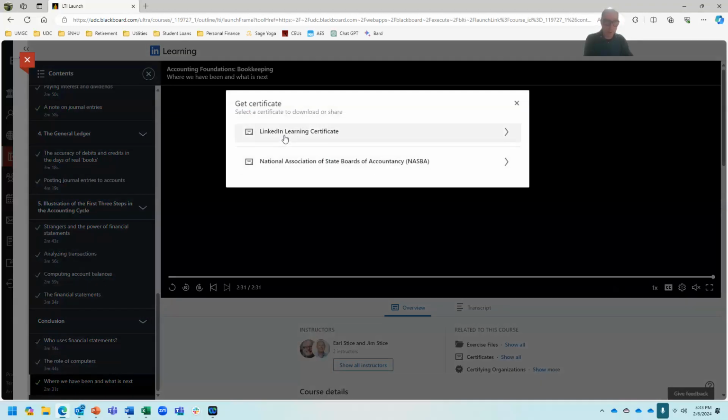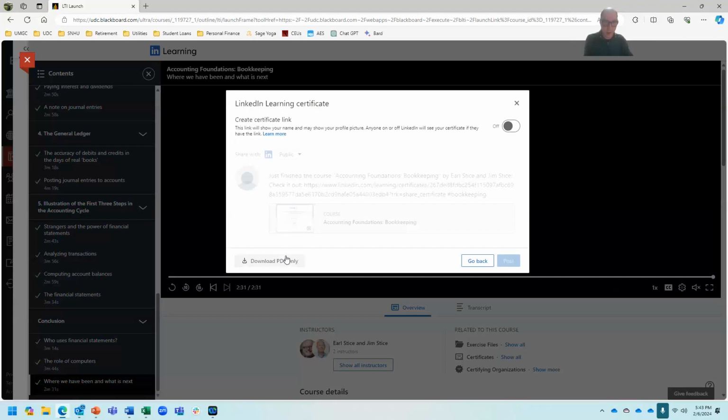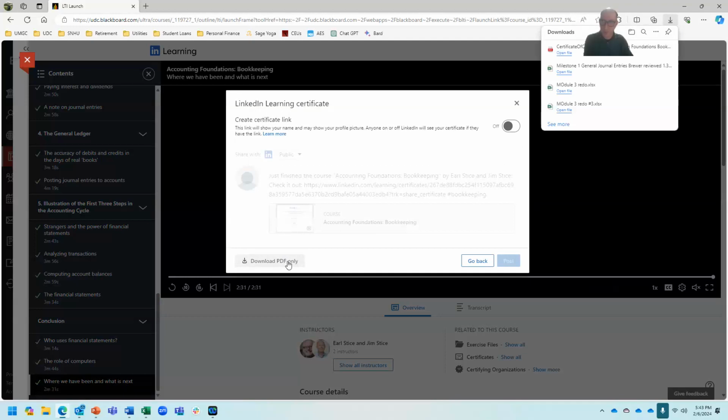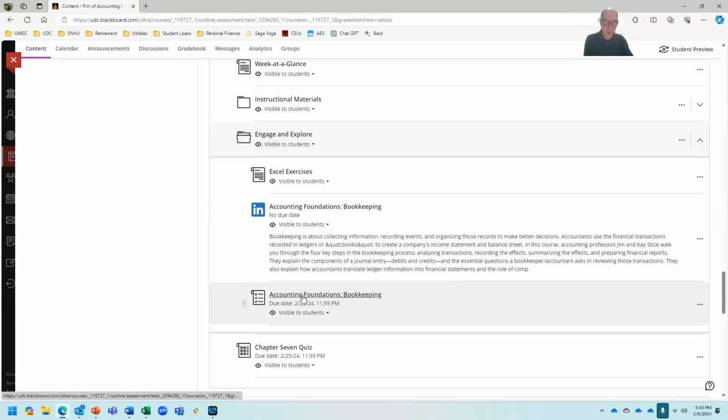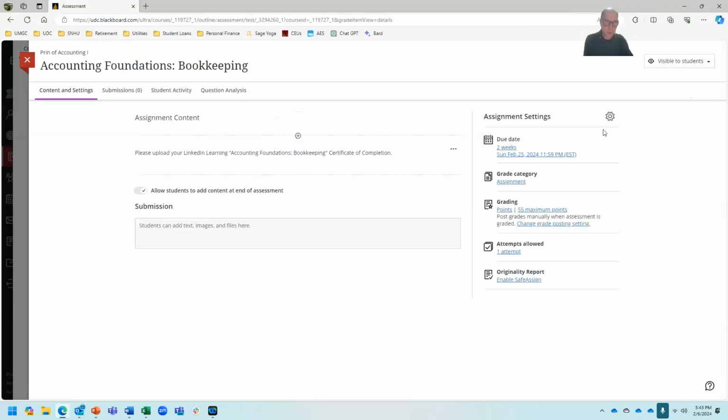And you want to click on the one that says LinkedIn Learning Certificate, and then download PDF only. You could add it to your account too if you want to. It'll download the PDF version to your computer. You'll come back to the classroom and you'll upload it to this file area. And that's how you submit it. Okay. And then when I receive it through that submission, I'll grade it. Yeah. So that's the process.